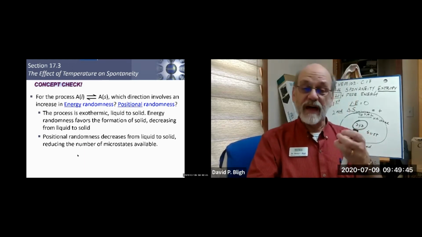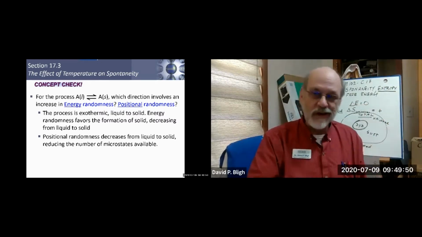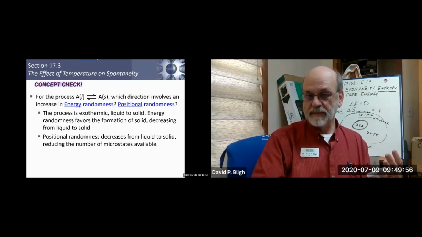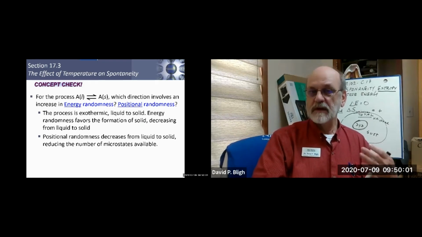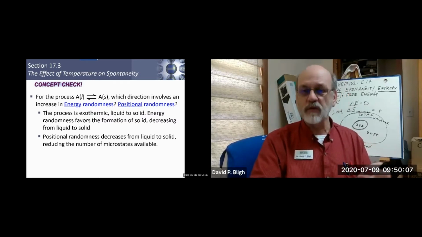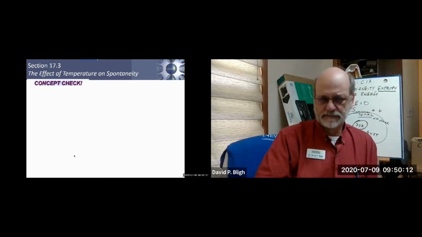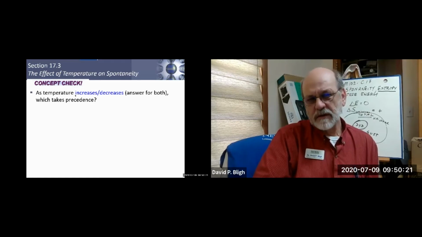But it's possible to have energy randomness going one direction and positional randomness going the other direction. And in that case, you have to see which one wins. The vector summation of both of them will tell you which one is positive. The summation would be positive if one of them wins out. So let's see if this example helps any. The question is, is the temperature increasing or decreasing?